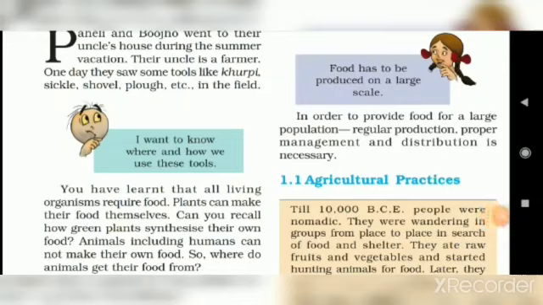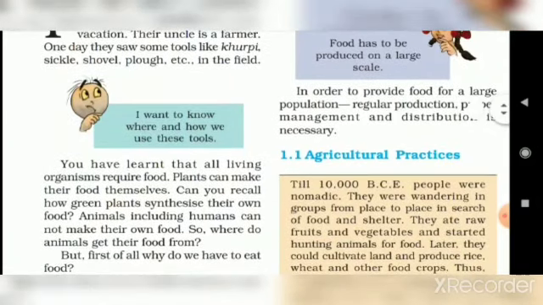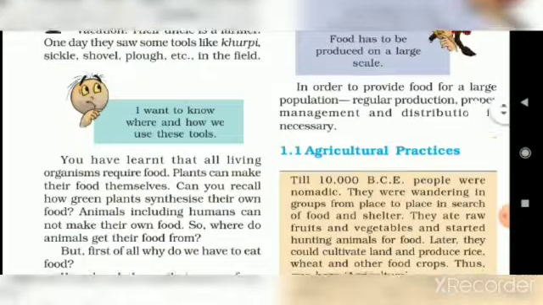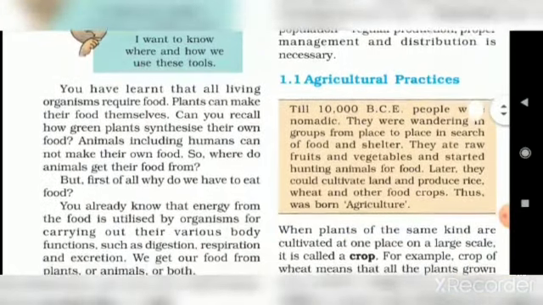You have learned that all living organisms require food. Plants can make their food themselves. Can you recall how green plants synthesize their own food? So, in this paragraph, we are talking about how organisms require food. We all know that plants can make their food themselves. And can you recall how green plants synthesize their food? So, let's read further.